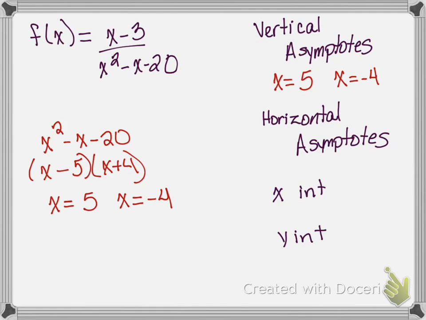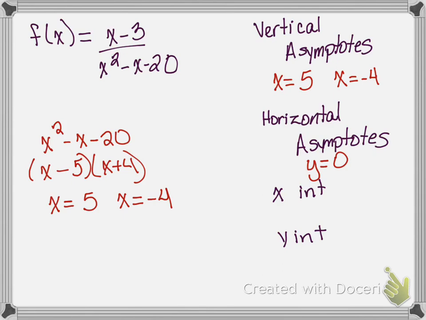I'm pretty sure I just heard it. It's not 1. It's 0. In this situation, our horizontal asymptote is 0. My horizontal asymptote is 0 when the degree of the numerator is less than the degree of the denominator.